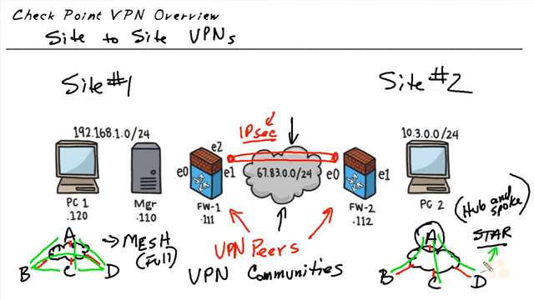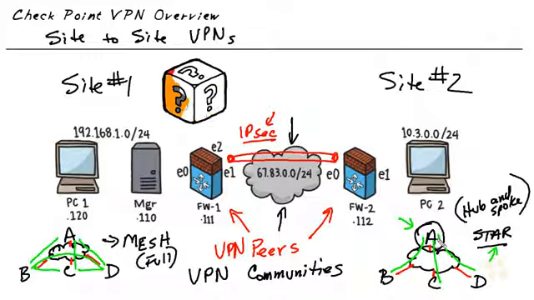When we create a new VPN community and we specify that we're going to do a star, it'll simply ask us, okay, who's at the center of your star and who are at the edges? Who are the satellites? That way Site A knows exactly that it needs to build 3 tunnels respectively, and Site B only has to build a single tunnel up to the hub, up to the center of the star. So VPN communities in Checkpoint are all about who the VPN peers are going to be, who we're going to build VPN tunnels with.